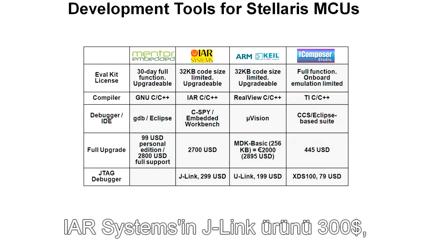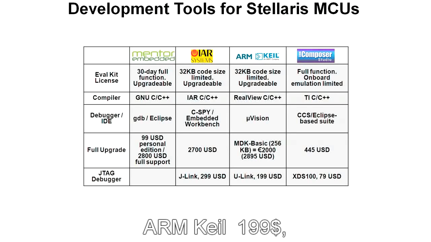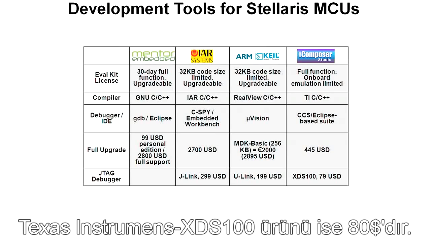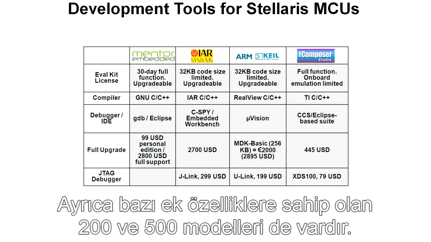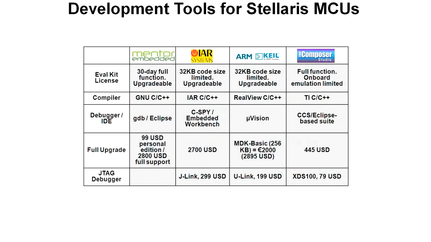IAR Systems offers their J-Link for about $300, ARM Keil for about $200, and Texas Instruments has the XDS100, an entry-level tool, for about $80. We also offer the 200 and the 500 that have additional capabilities at an additional cost.